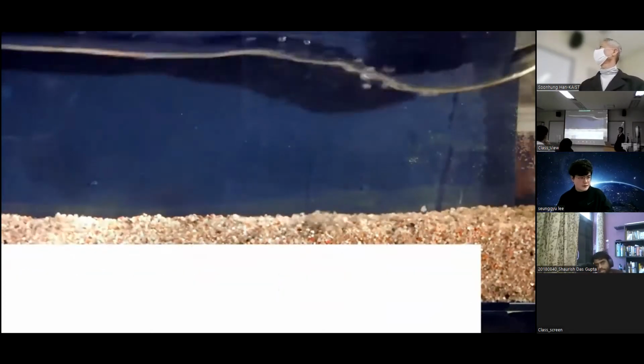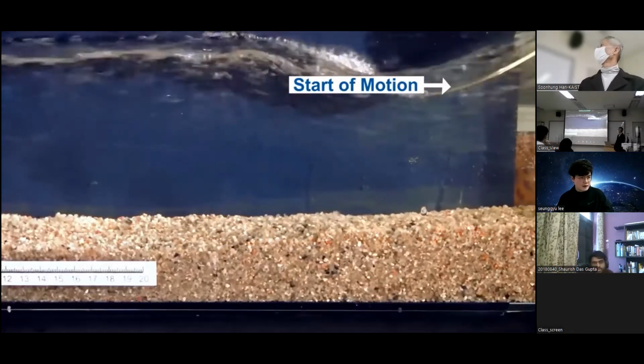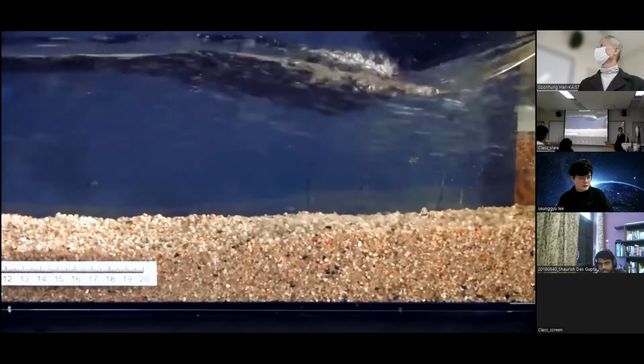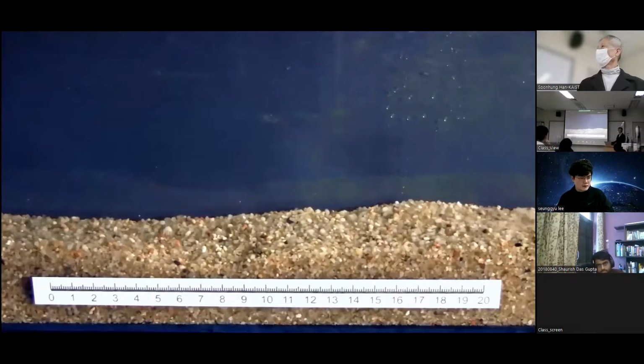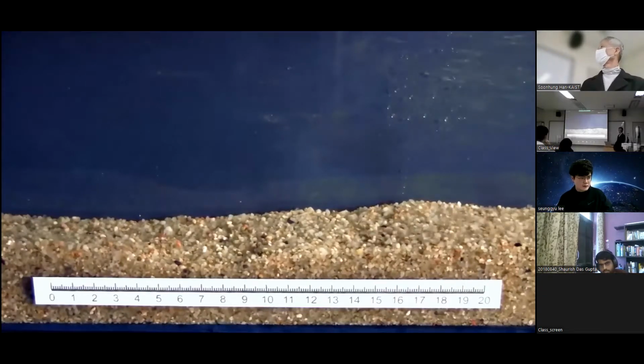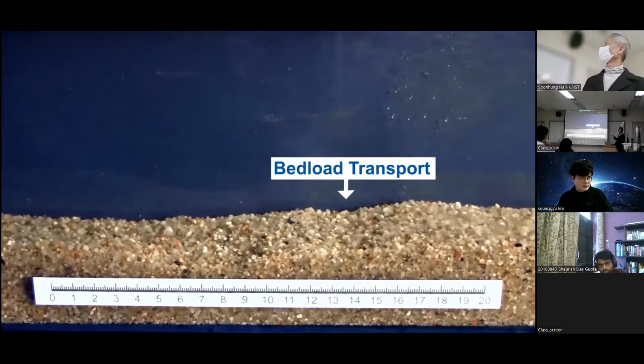Experiment. Grain size. What size flowing?